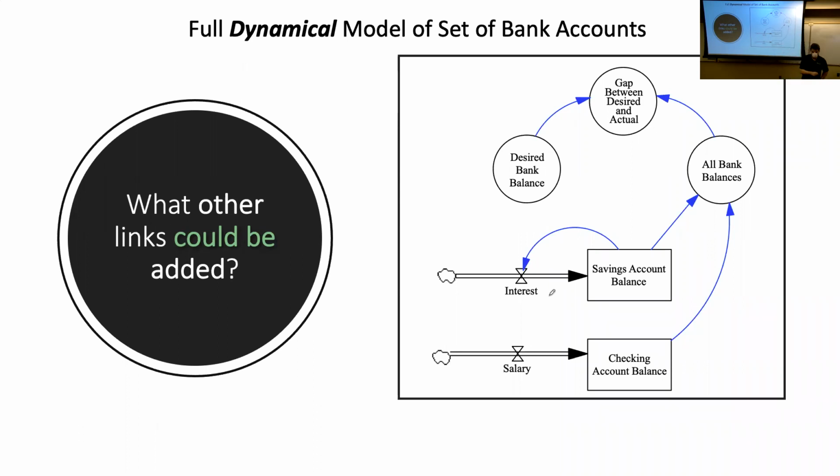Yeah. It's because the interest affects the savings account balance, and the savings account balance then affects the interest, but the checking account has no effect on the salary. Okay, so the answer there was that interest affects savings account balance and savings account balance affects future interest, but salary only affects checking, and checking does not affect salary. How many people like that answer? Good, great. That's how I would answer it too. Question?